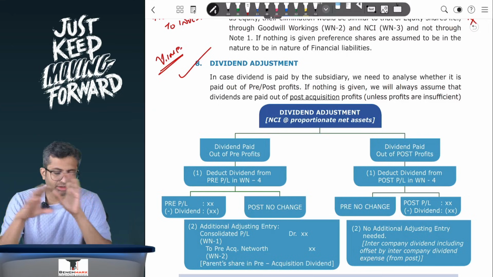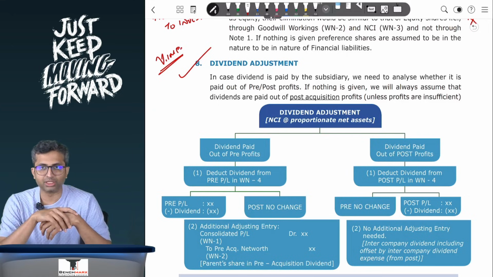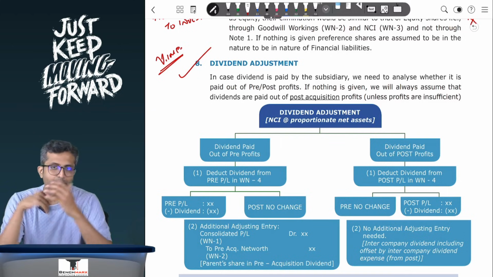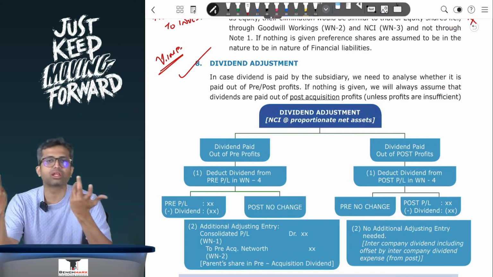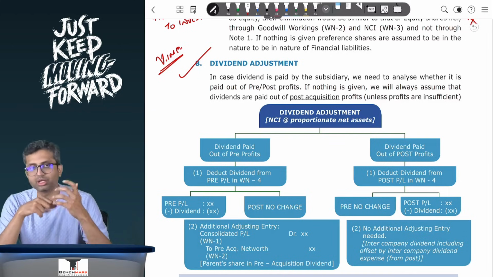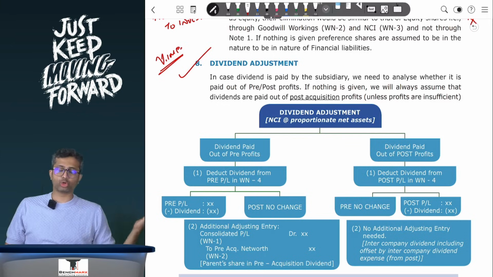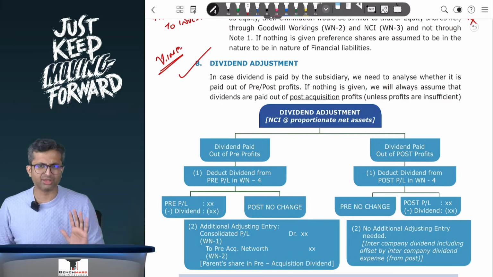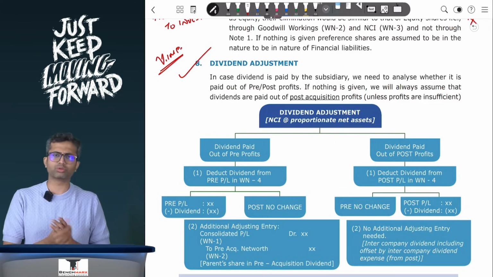In my bank, if there are 500 and I cut a check of 50, my entry is dividend account debit to bank. I don't know that 50 is taken out of what? Out of the 100 of the current year or 400 out of the previous year? I don't know. Now, the general assumption is, to be safe, I can say dividend of a particular year is paid out of the profits of that year.